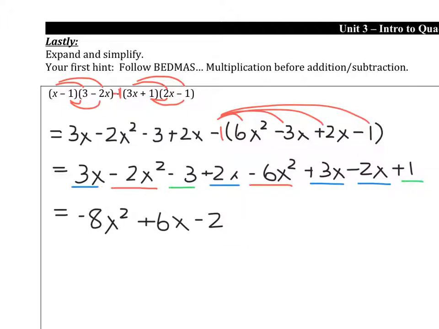Okay, I want you to pause the video right here, and I want you to try that bottom one on your own. Be careful with that bracket that's raised to the power of 2. You know what you have to do first.